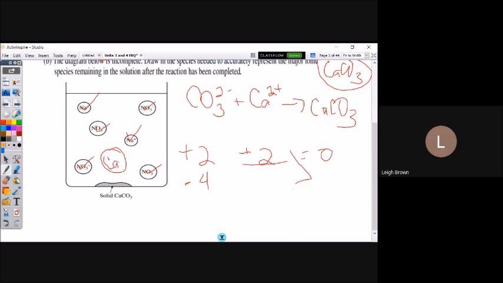Just 1 calcium ion. And why just 1? Because that's the +2 charge that's missing that would make that reaction container balanced for charge. Okay, that was a really good question.